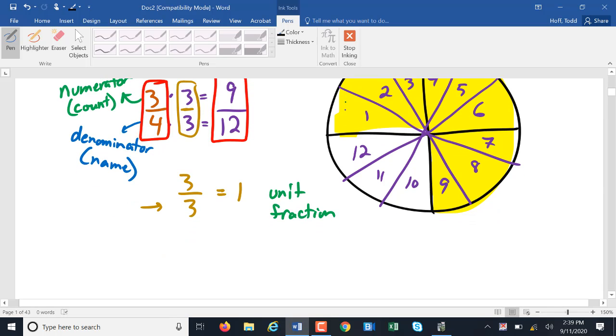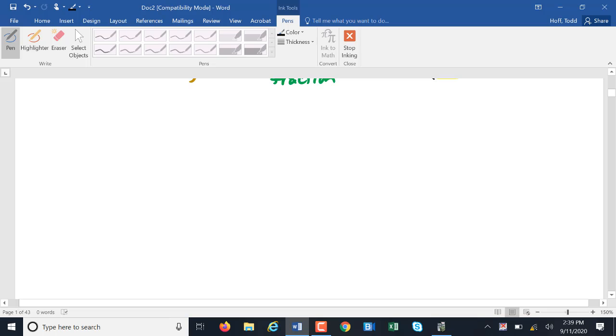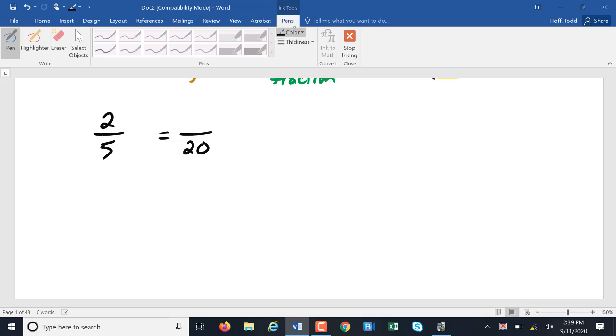Now in this example, I just kind of picked the three out of the air and used it. In most cases, we have to figure out what is being used, what is multiplying to rename that fraction. So if I have something like 2/5 and I want it to be renamed as 20ths, I have to figure out what I had to multiply the 5 by to turn it into 20. What is it? 4. 5 times 4 makes 20.